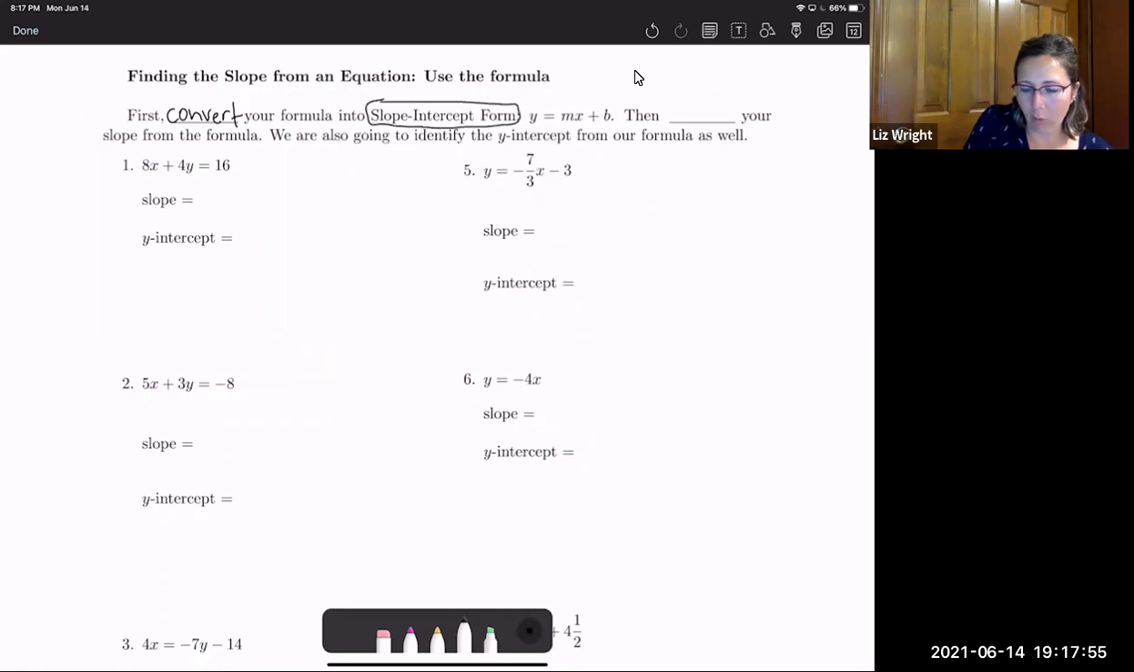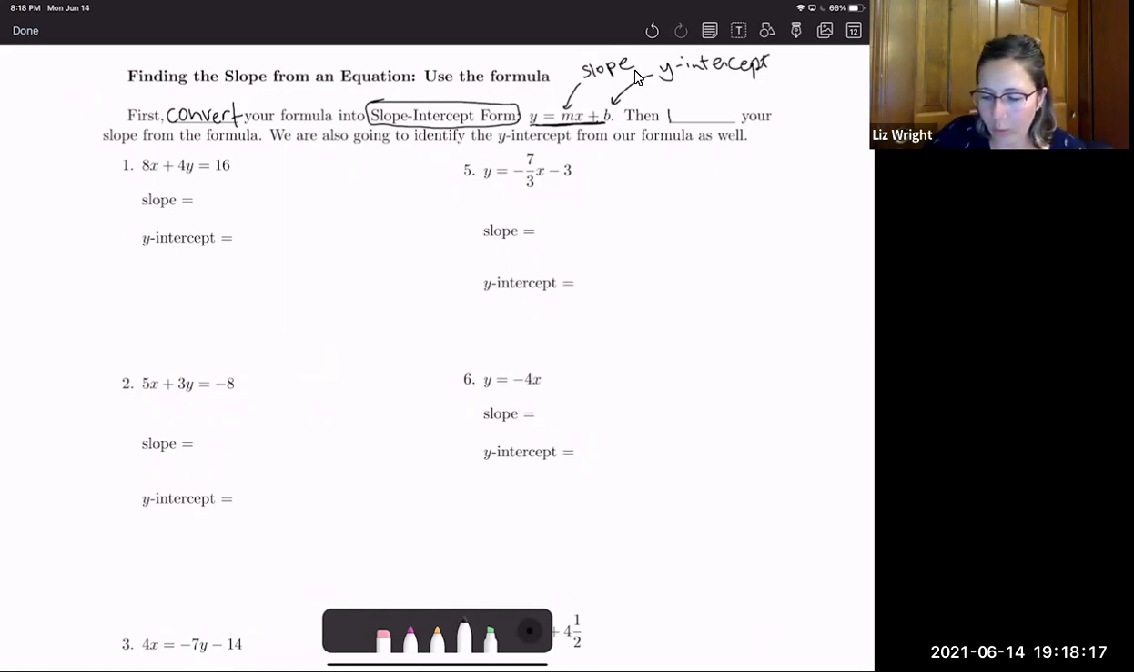So here's our form of our equation, y equals mx plus b. So slope-intercept form again, y equals mx plus b. This is our slope, our m. And our b is our y-intercept of our graph.